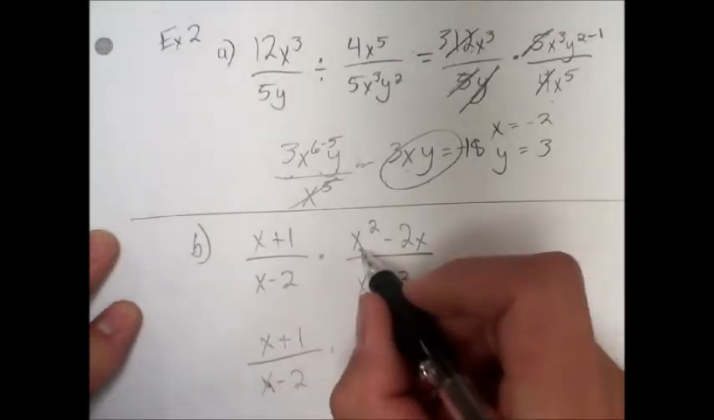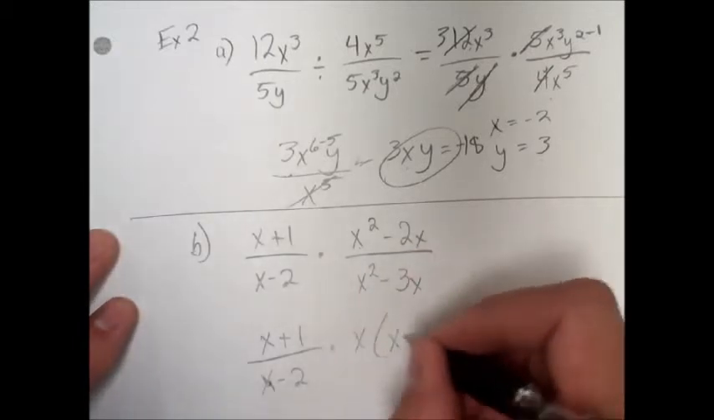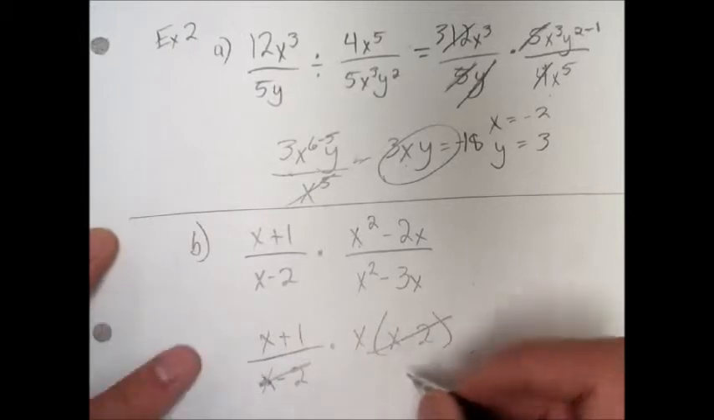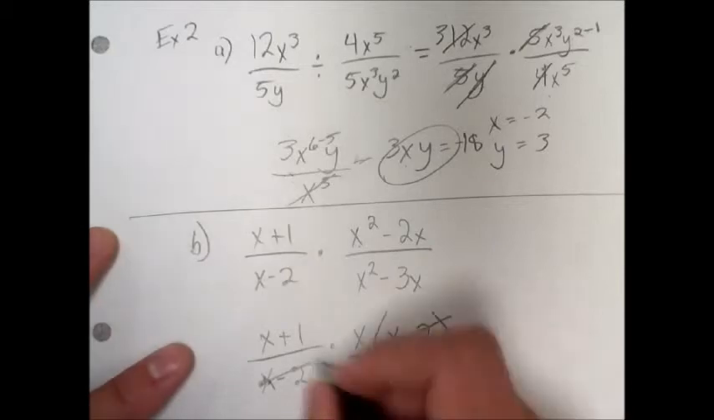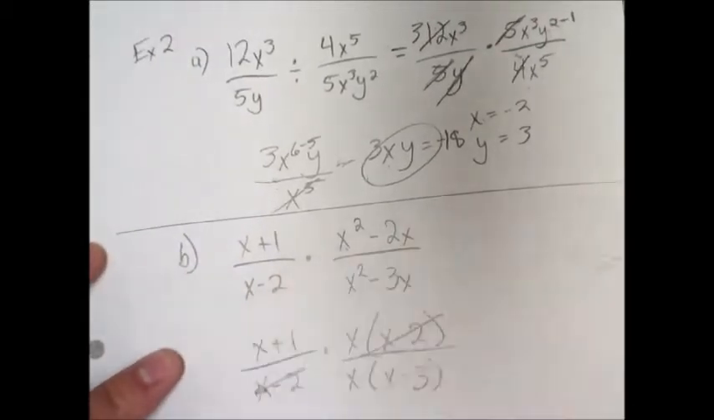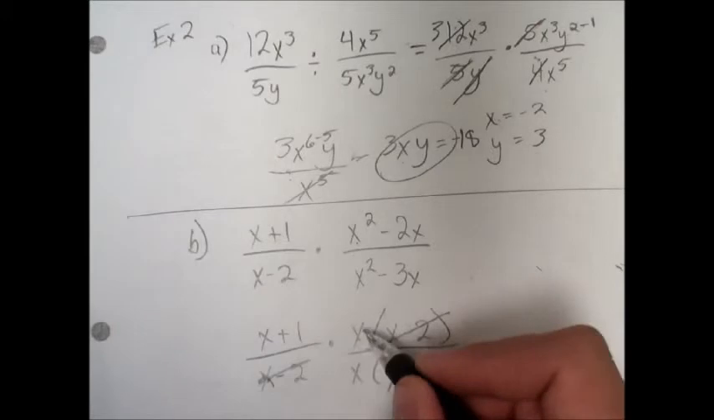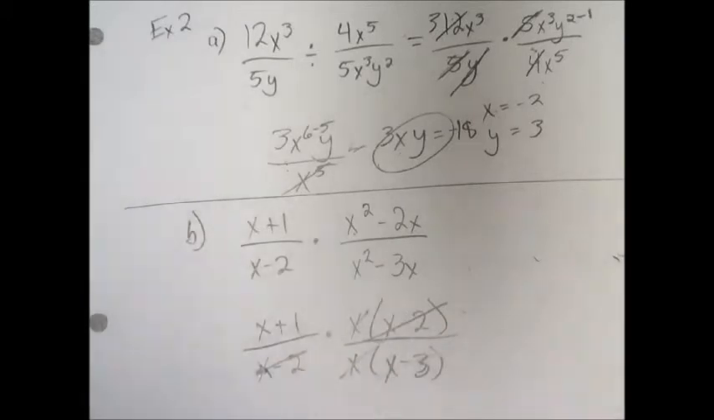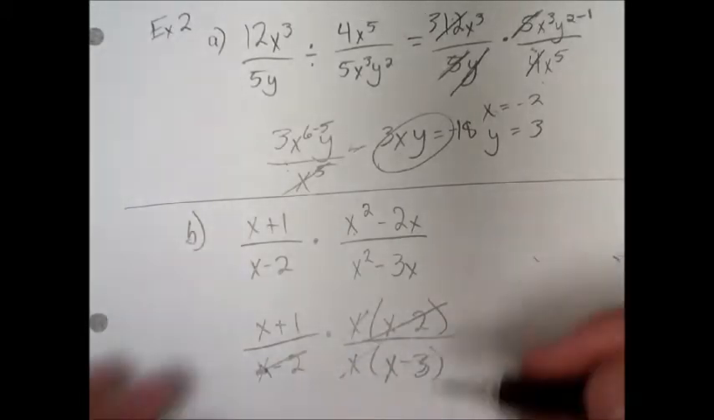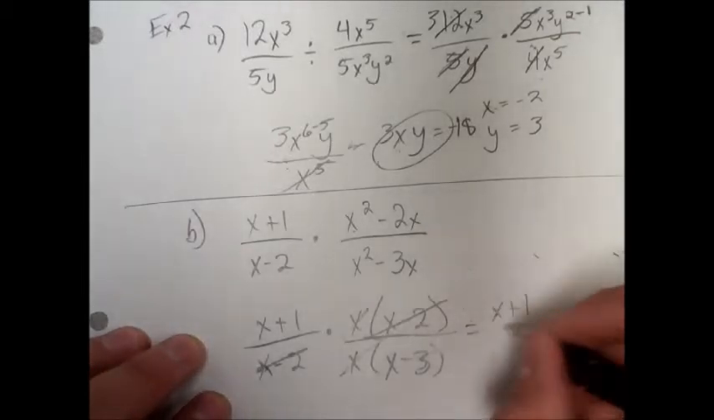But what can I factor out of the top of this one? X, right? So I get an x minus 2. That's nice. And then on the bottom, I can do the same thing. Factor out an x, and I get an x minus 3. Oh, that one doesn't cancel. Sorry. So I'm done for the canceling part of things. But what about this x? Can I cancel it? Yeah, why not, right? So cancel out those x's. I'm left with an x plus 1 over an x minus 3.